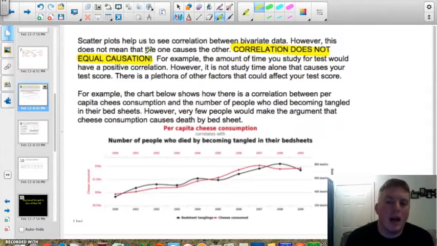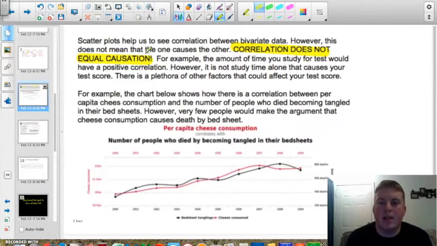So there's all kinds of other things that could have an influence on the data. Just because the time you spent studying does have a positive effect on your test grade, it's not going to be the only thing that determines it. So we say it correlates, it does not cause.